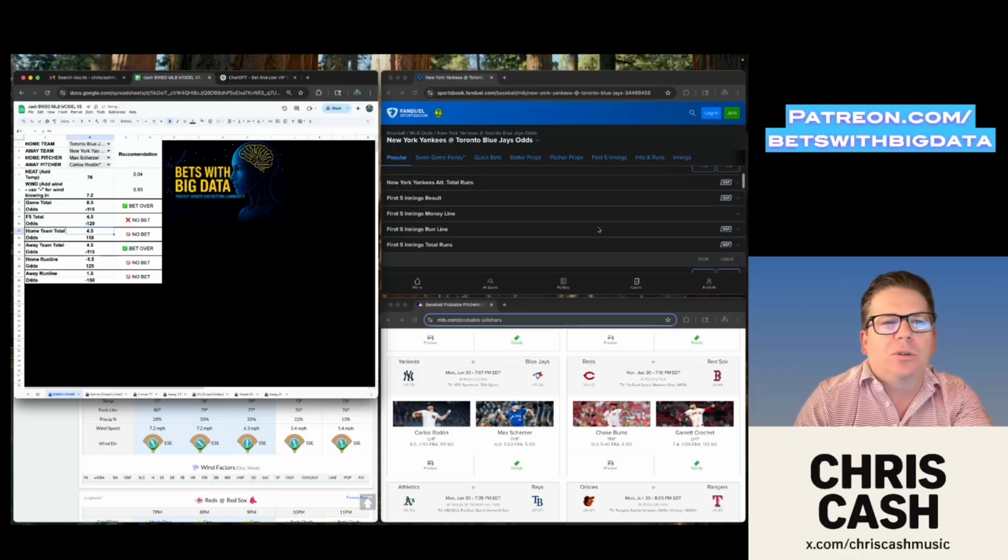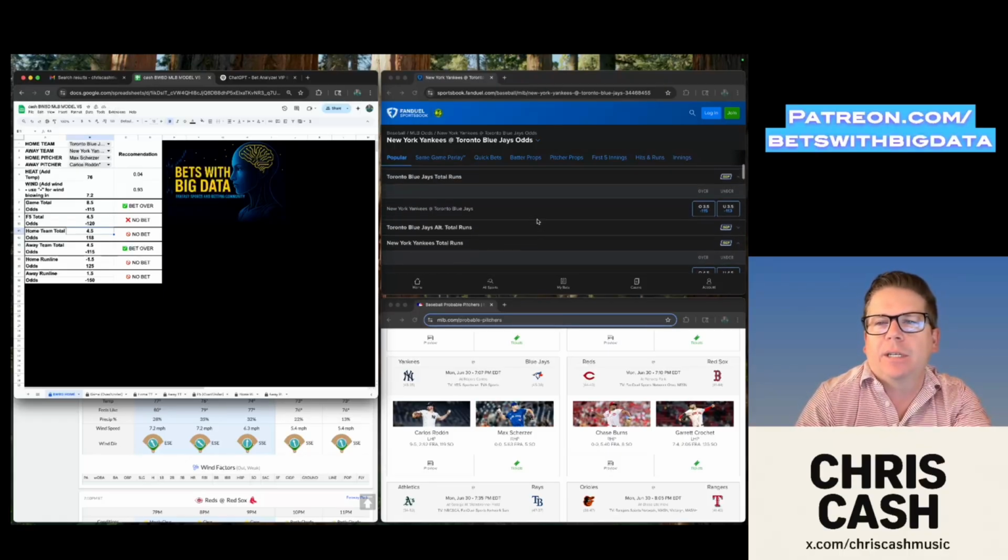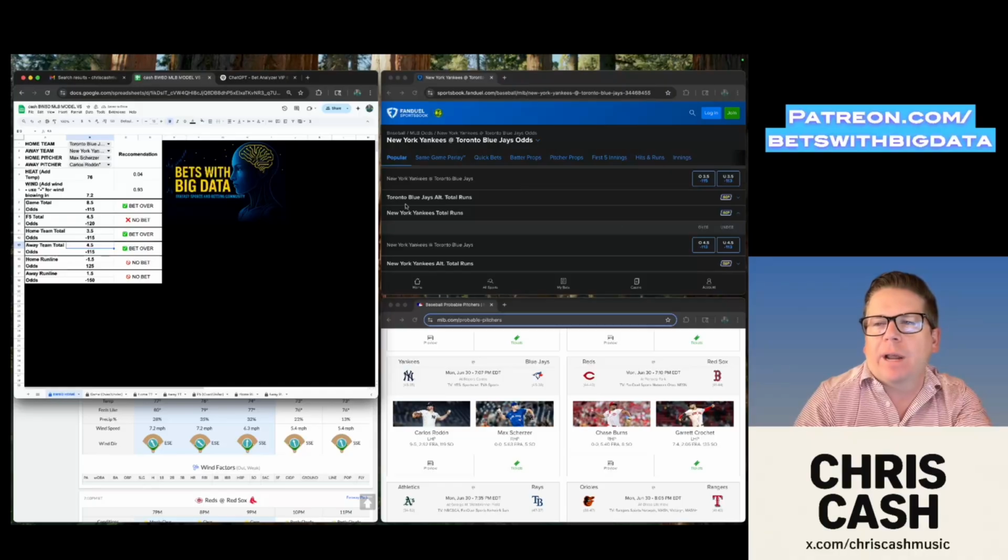And then we're going to go to the actual team runs right here. Let's see what the Blue Jays got. Blue Jays are 3.5. I bet you this comes back as an over. Yep. So we've got minus 113 and minus 115 for the odds, and we've got a bet over right there. Yankees are 4.5 at minus 113 and minus 113.